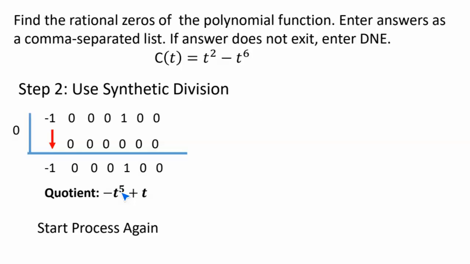Since our degree was 6, we start with 1 less degree of 5. So we have negative t to the 5th. This 0 is t to the 4th, t cubed, t squared, and then we have t. And then we have our constant. So we don't have a method for this.